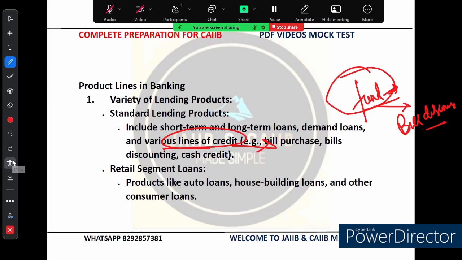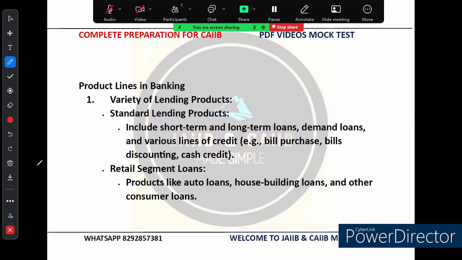Now let's talk about the retail segment loan. Basically, a bank also offers loans specifically for retail customers, which means people like you and me. This can be an auto loan, a house building loan, or another consumer loan, right? So suppose you want to buy a car, then the bank will offer an auto loan. Now there is something called off balance sheet exposure, which we can explore in our next slide.